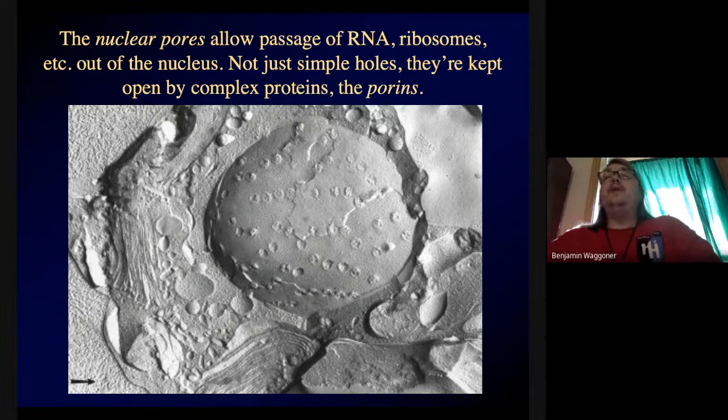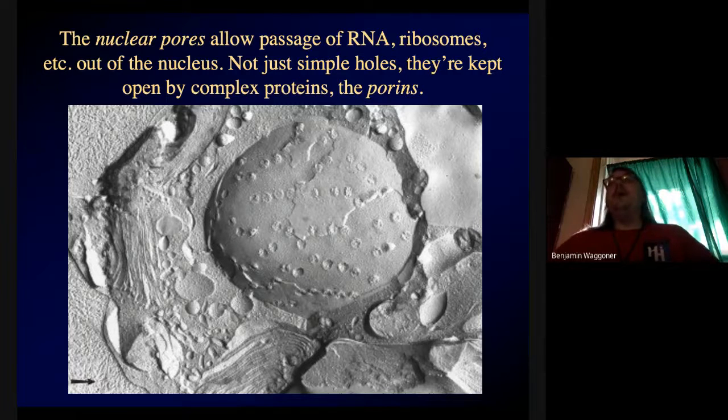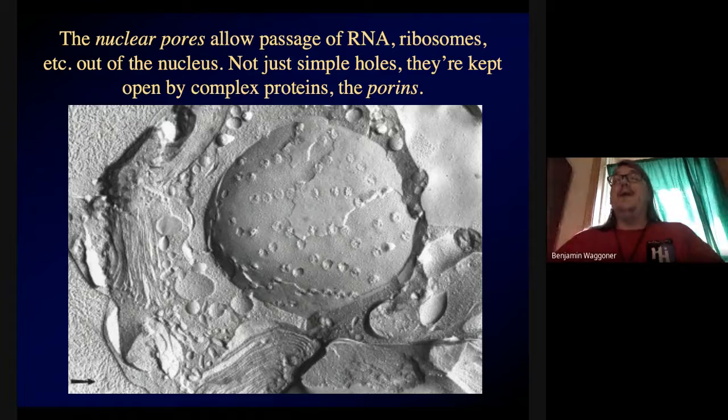And if you look carefully, you can see that the surface of that round thing is speckled with little dots that look like, well, they look like my face when I was 13, but never mind that. They're speckled with little round things. Those are the nuclear pores. And the pores are kept open by sets of proteins called porins.